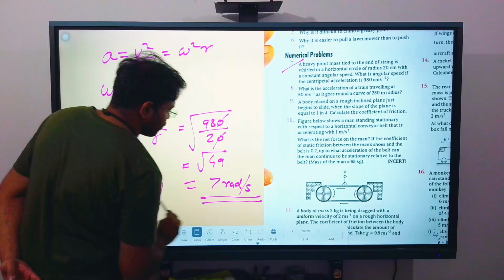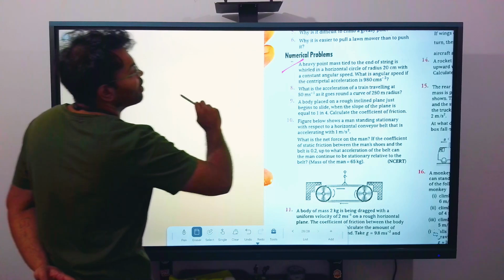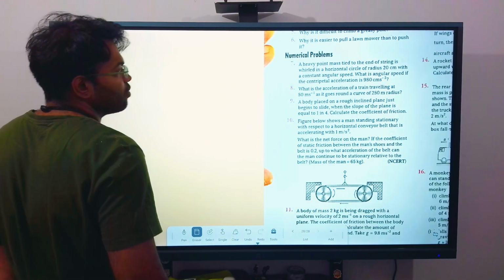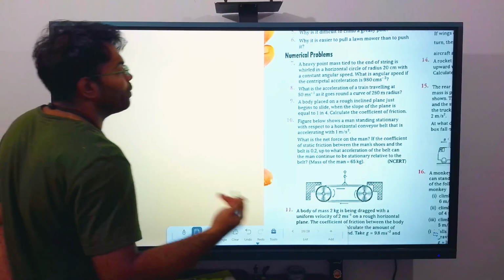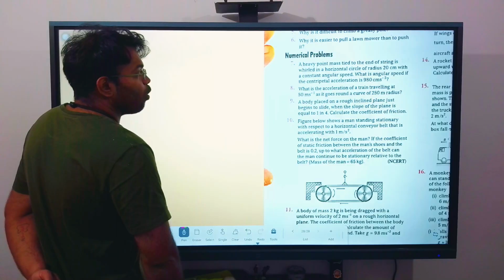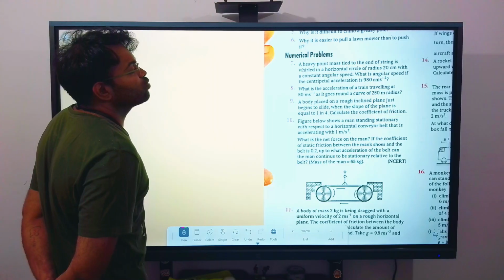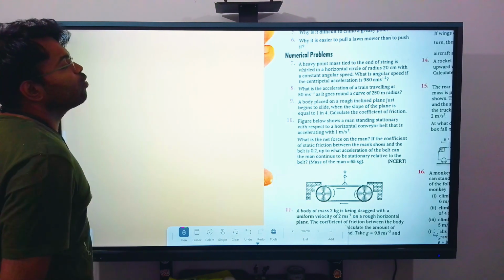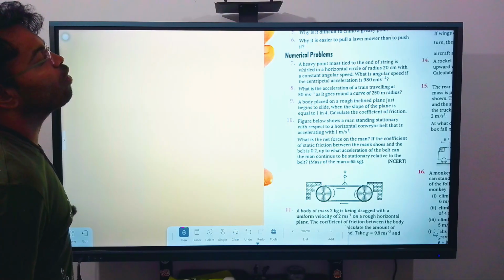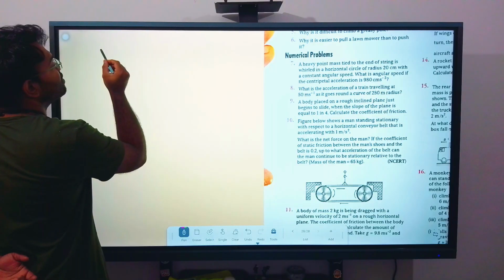Okay, let's move on to the next one. You also solve it. I may make careless mistakes, so if I make careless mistakes, you should be able to rectify me. Next, what is the acceleration of a train traveling at 50 meters per second as it goes around a curve of 250-meter radius? Again, a very easy problem.